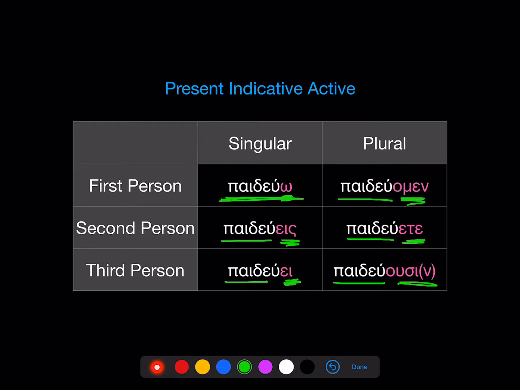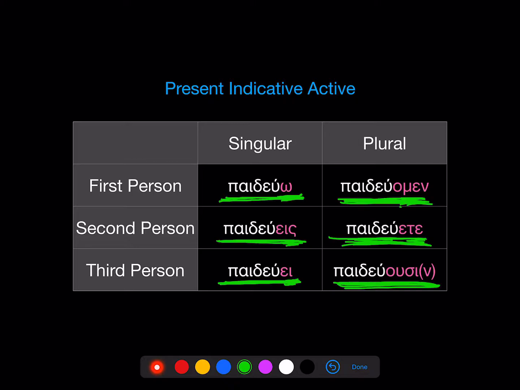So, paideo, I teach, paideoes, you teach, paideoe, he teaches or she teaches or it teaches or the dog teaches, paideomen, we teach, paideoete, y'all teach, paideusen, they teach, the dogs teach. Now, I translated these as I teach, you teach, but we could also translate these I am teaching, you are teaching, he is teaching, we are teaching, y'all are teaching, they are teaching. Greek does not have in the present indicative, Greek doesn't have separate forms for those. So whichever sounds better in English, I teach or I am teaching, you teach or you are teaching. Use whichever sounds better to you in English.